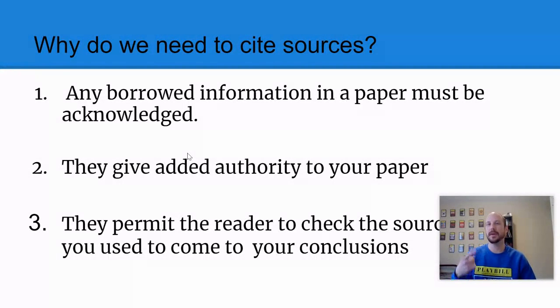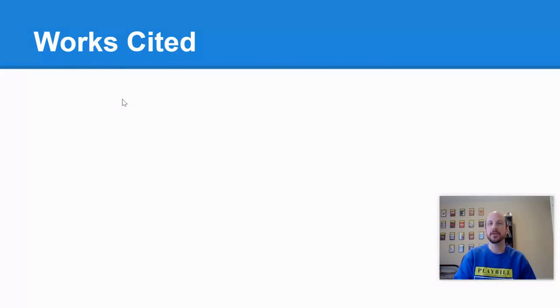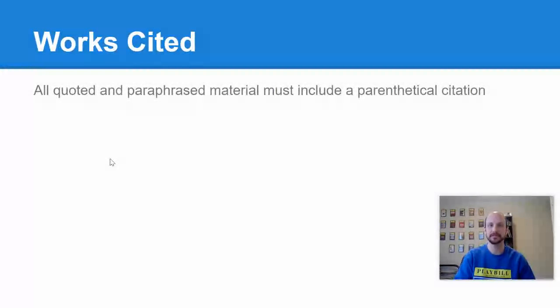So one, you have to acknowledge it because it's unethical. If you don't, it gives authority and credibility to your paper, and it also makes me be able to check your sources. So the works cited page is a page that follows the outline and then the final essay when you get to that point.